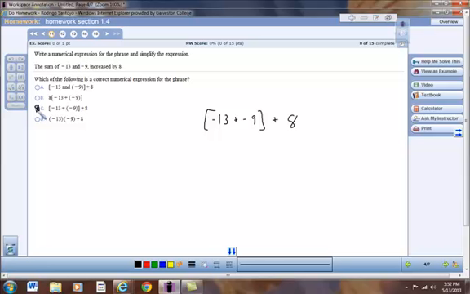Okay? Increase means addition, sum means addition. Now all we got to do is just input it in your calculator. Negative 13 plus negative 9 plus 8 should give you a solution of negative 14.